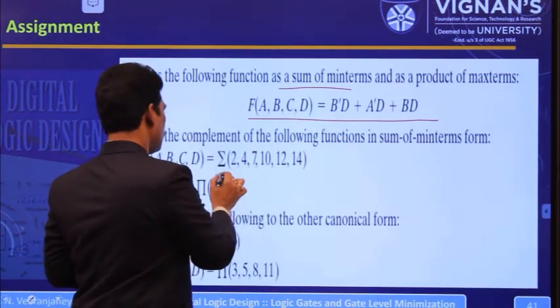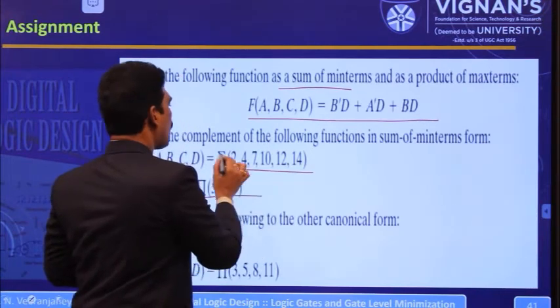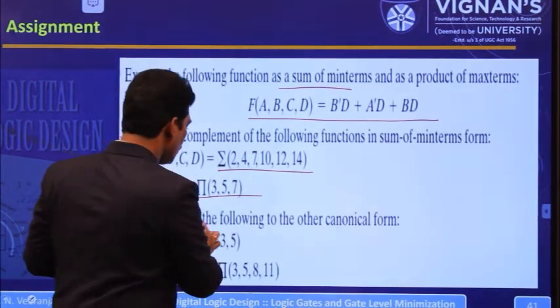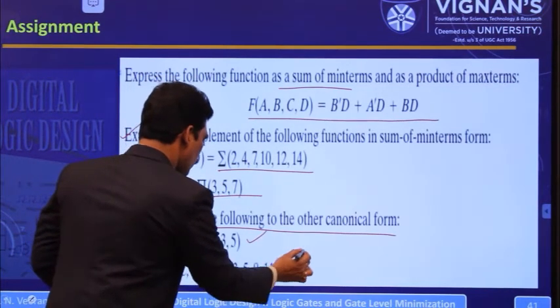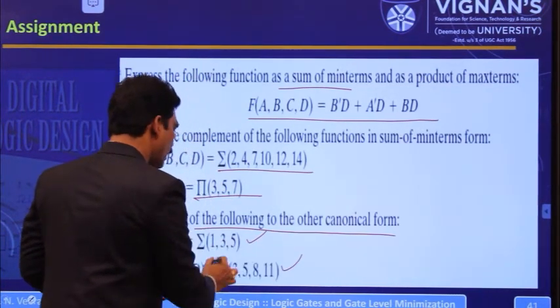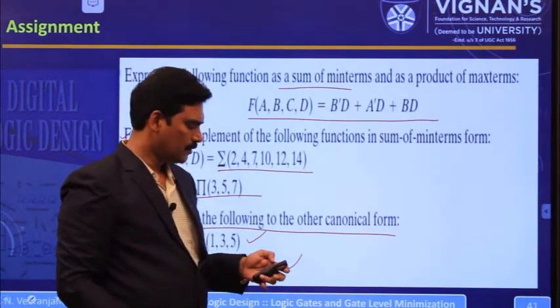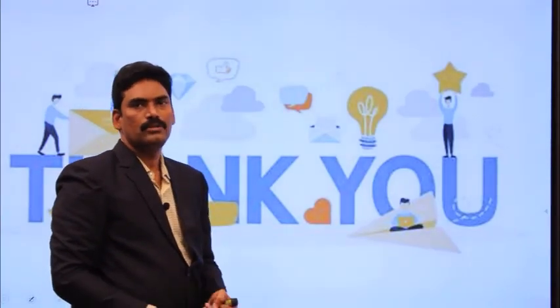So you have to find the complement of the function, and convert each of the following to the other canonical form. This is one canonical form, and you convert sigma to pi and pi to sigma, like this. Thank you for watching.